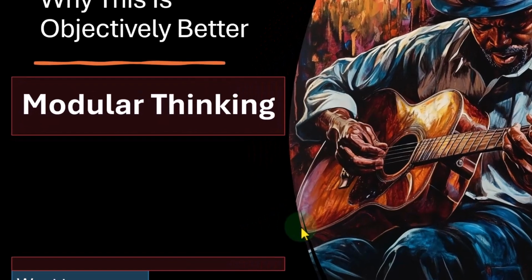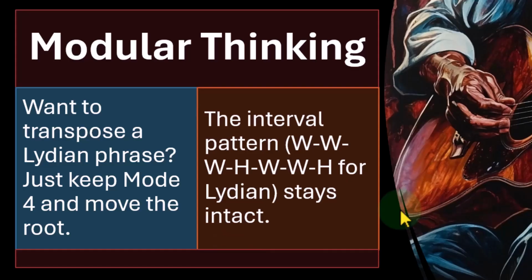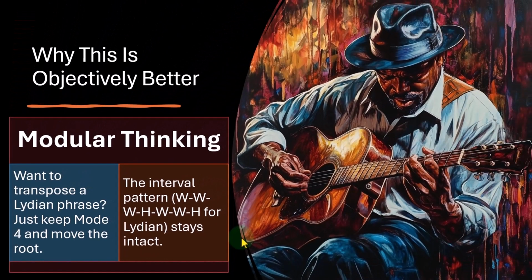So modular thinking. If you want to transpose a Lydian phrase, just keep mode 4 and move the root. So again, all we have to do from a fretboard standpoint is say, I'm just going to make a new root. Now, there's a couple different ways that we can derive the shape, which we'll talk about.